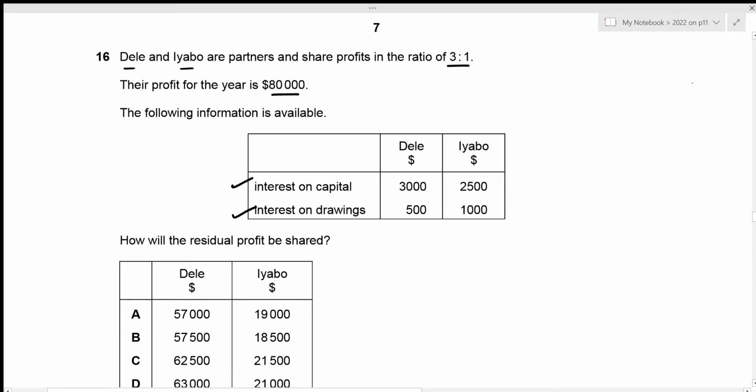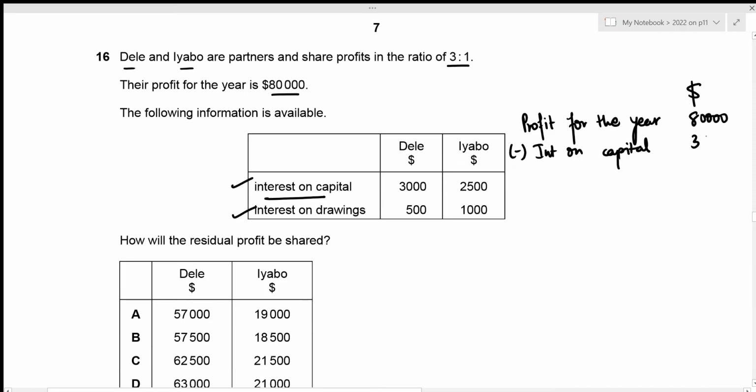Okay, in order to figure out the residual profit, we need to prepare the appropriation account, where we start with profit for the year. And it is given to be 80,000. The next step would be adjusting the interest on capital. And interest on capital is something that the partnership pays to the partners, which means that it will reduce the residual profit, right? So we need to subtract the interest on capital. That is 3,000 for Dele. We need to subtract it, and 2,500 for Iabo. We again need to subtract it.